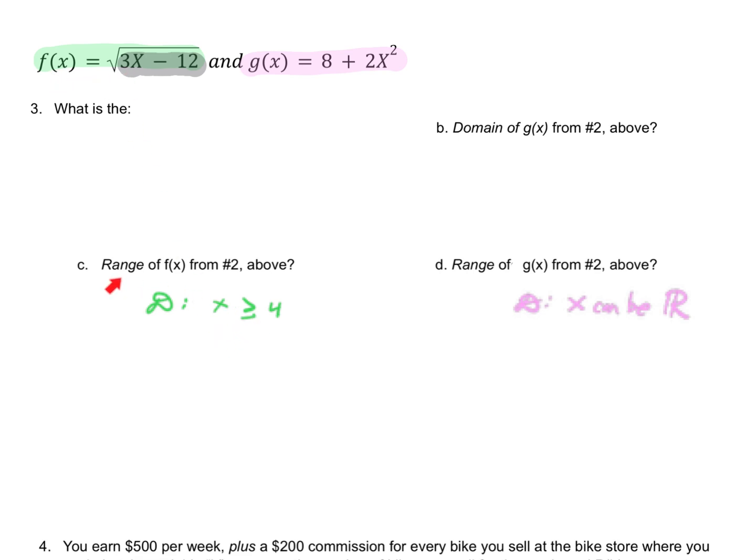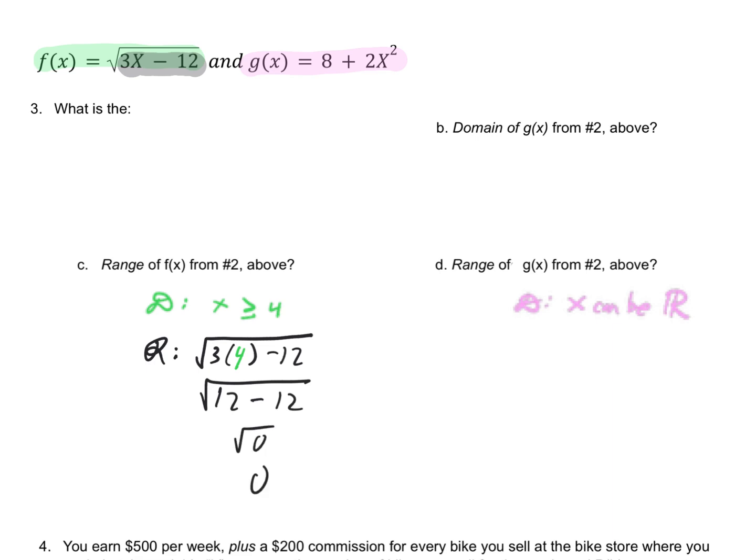And the range is asking what kind of values are allowed to come out of the function. Well, what comes out is the square root of 3 times your input minus 12. What are those values going to be? Use the boundary from your domain to figure out what the boundary for the range is going to be. What do we mean by that? Write out the output, square root of 3 times x minus 12. For the x value, put in this boundary from our domain. So our range looks like the values are going to be square root of 12 minus 12, which is the square root of 0, which is 0.